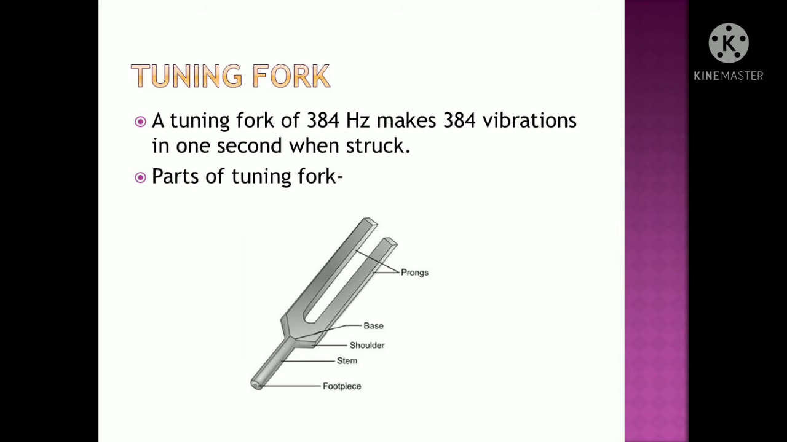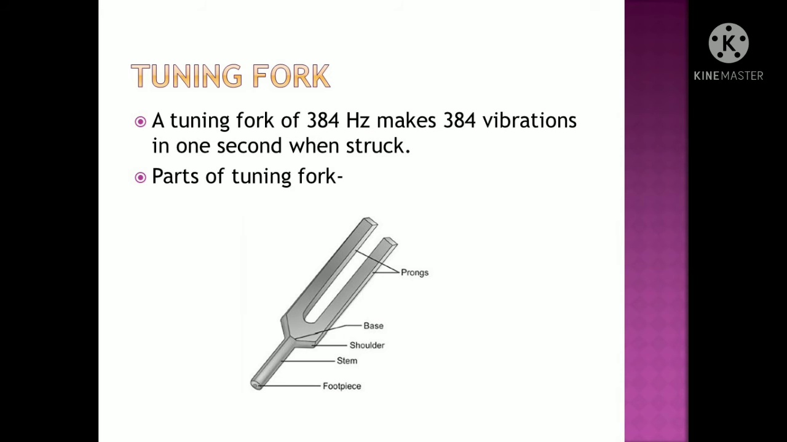Here, see, there are some parts of the tuning fork. The upper two limbs are the prongs. The base is there, the shoulder is there, the stem is there, and the foot piece is there. These are the parts of a tuning fork. I have given this because these questions actually come in the exam. What are the vibrating parts of a tuning fork? Then you have to say the prongs. The prongs vibrate.